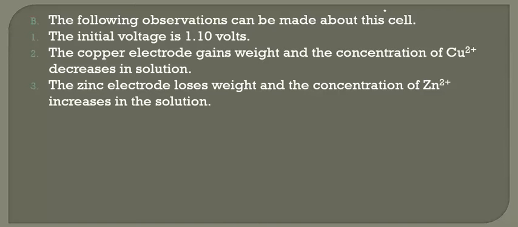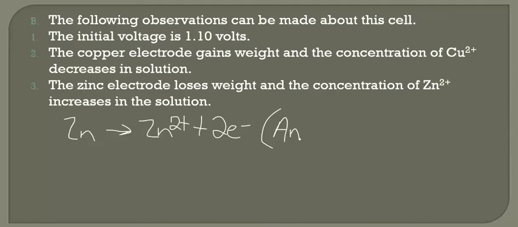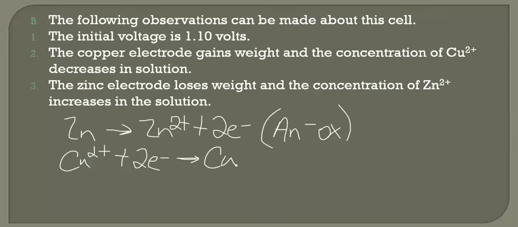So what you have at the anode looks like this. Zinc goes from Zn with no charge to Zn2+, plus 2 electrons. This is the anode. This is where oxidation occurs. At the cathode, we have Cu2+, plus 2 electrons, going to form copper metal. This is the cathode. This is reduction.